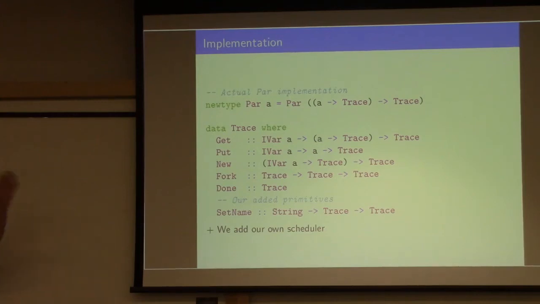But we then add our own scheduler, the VisPar function I showed you in the beginning, which will run the Par monad computation. We can't get away from having to run it, of course, because we're in a monad. The shape of the execution will depend on the intermediate values.